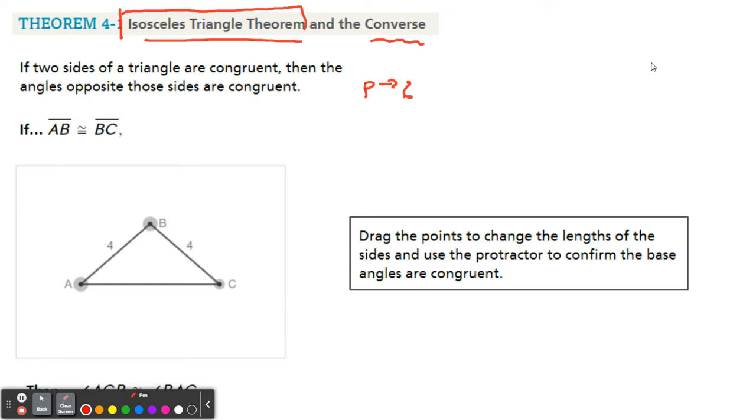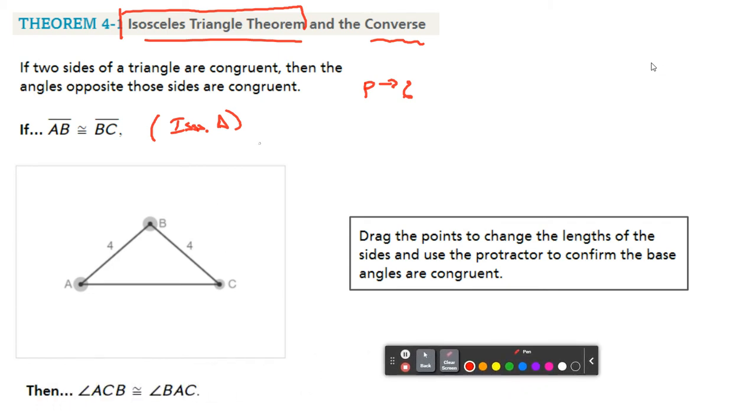If AB is congruent to BC, that means this is an isosceles triangle. Therefore, the base angles ACB and BAC will be congruent. Again, this is the base because these two sides are the congruent sides, marked 4 and 4. And again, these are the base angles. Base angles are congruent.